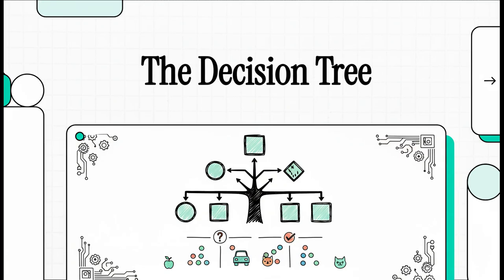Hey everyone, and welcome. So, have you ever stopped to think about how a machine actually learns to make a choice? How it goes from a bunch of data to a real decision? Well, today we're going to pull back the curtain on one of the coolest tools in machine learning, the decision tree. It's surprisingly simple, but also incredibly powerful.